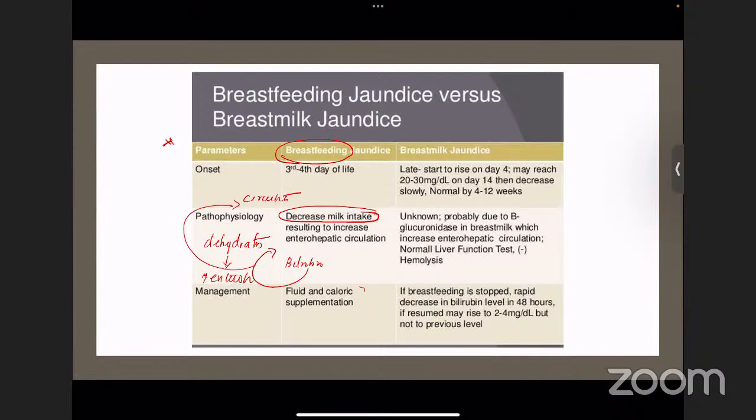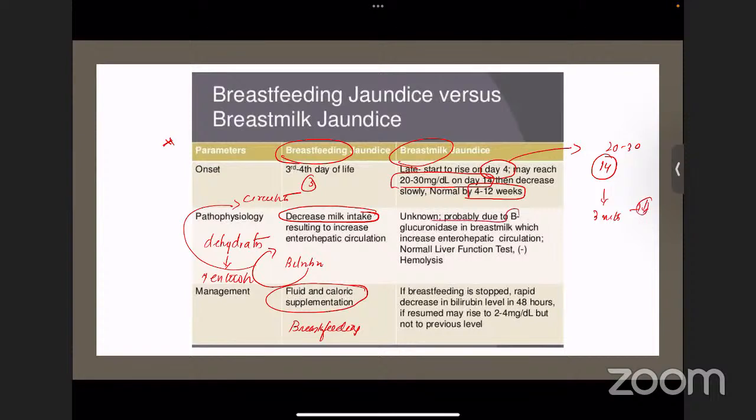So here you should give fluid and calorie supplementation and give breastfeeding. This is more than enough. Whereas breast milk jaundice appears at day 4, peaks at day 14 at 20 to 30 mg, and decreases to normal by 4 to 12 weeks. So it appears late. It appears on the third or fourth day, but it peaks by 14 days. By 3 months of age, the child's breast milk jaundice decreases. The cause is unknown, but there is a beta glucuronidase-like substance in breast milk, which increases the enterohepatic concentration.